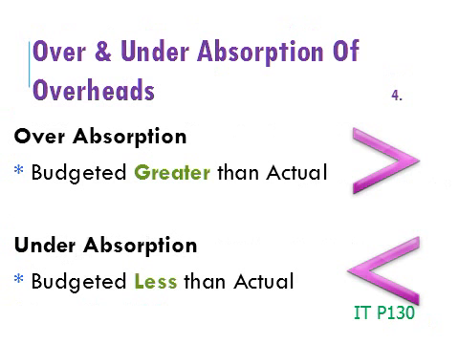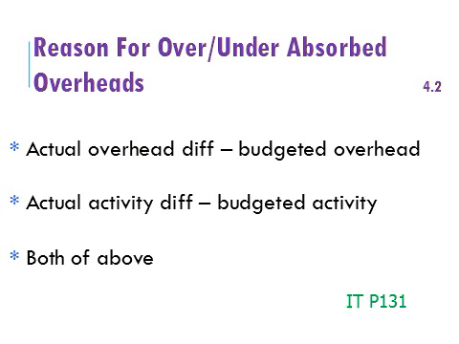An overabsorption of overheads happens when the budgeted overheads are greater than actual overheads incurred. An underabsorption of overheads happens when the budgeted overheads are less than actual overheads incurred. The following are reasons for over or underabsorbed overheads. The actual overheads are different from the budgeted overheads. The actual activity level is different from the budgeted activity level. Or both the actual overheads and activity level are different from the budget.